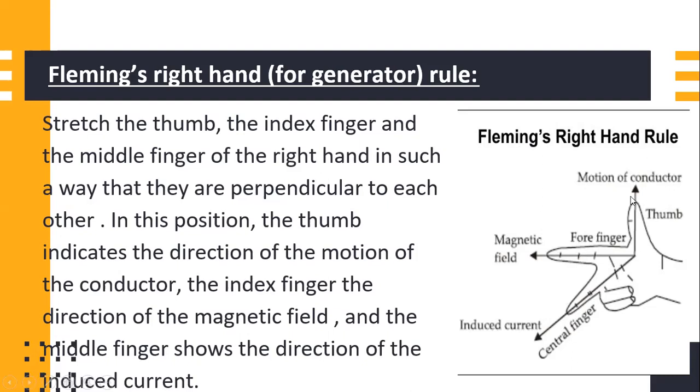If you keep all these three fingers perpendicular to each other, the thumb indicates the motion of the conductor, the forefinger indicates the direction of the magnetic field, and the middle finger indicates the direction of the induced current.